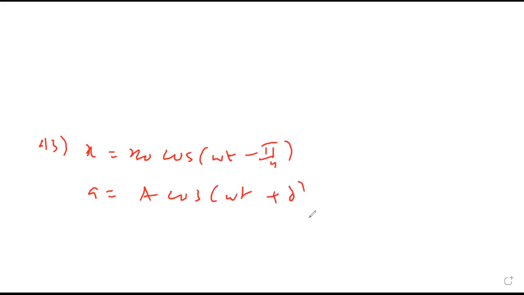A point mass oscillates along the x-axis according to the law x equals x0 cos of omega t minus pi by 4. The acceleration of the particle is written as a equals A cos omega t plus delta. Then what are A and delta they want? Again, important.